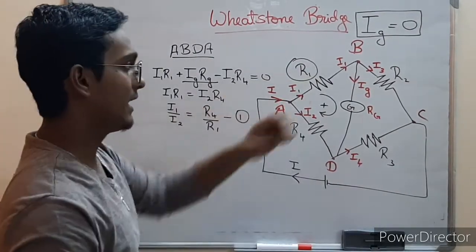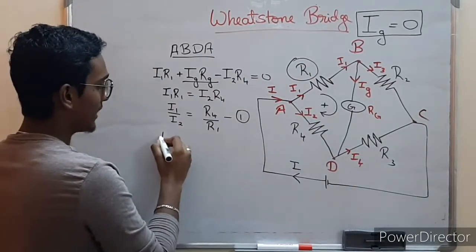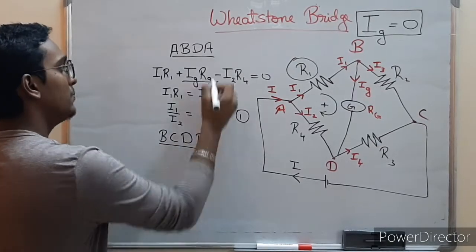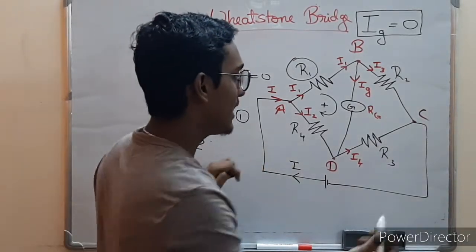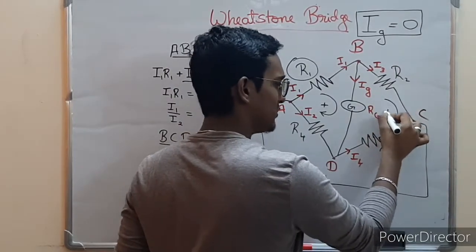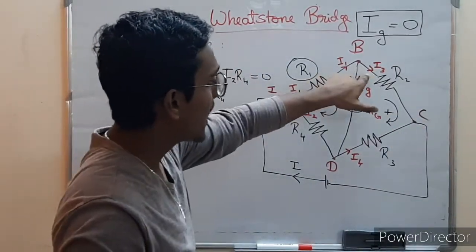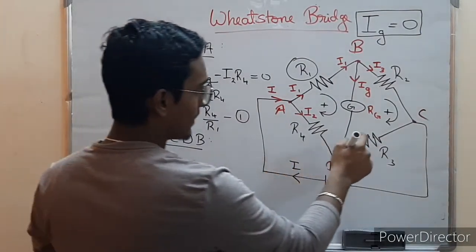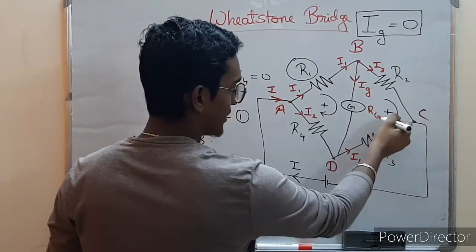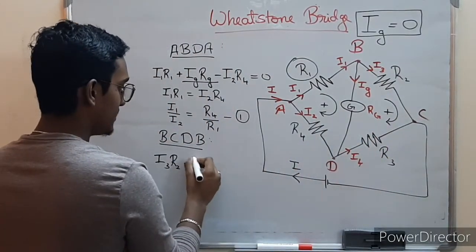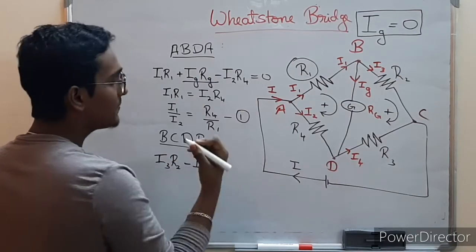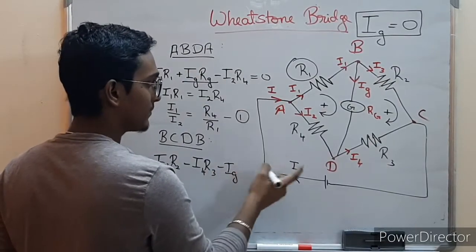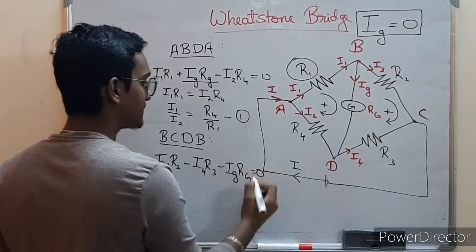Now similarly we have to apply this for the second loop. So I'm going to take loop B, C, D, B. In this loop, let's again apply Kirchhoff's law, and I'm going to take the same clockwise direction to be positive. I3 R2 is positive. This is negative because current is in this direction, so minus I4 R3, and this is also in the opposite direction, so it's minus Ig Rg equal to 0.